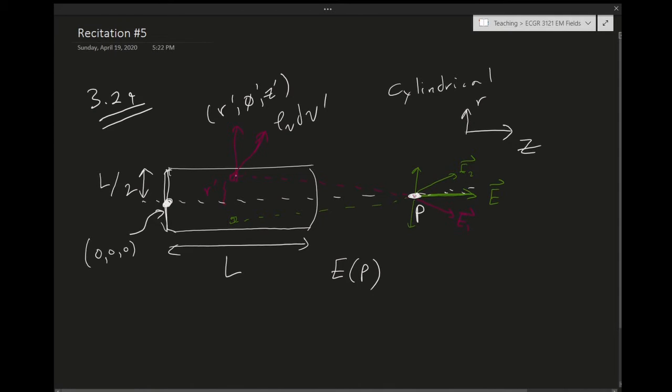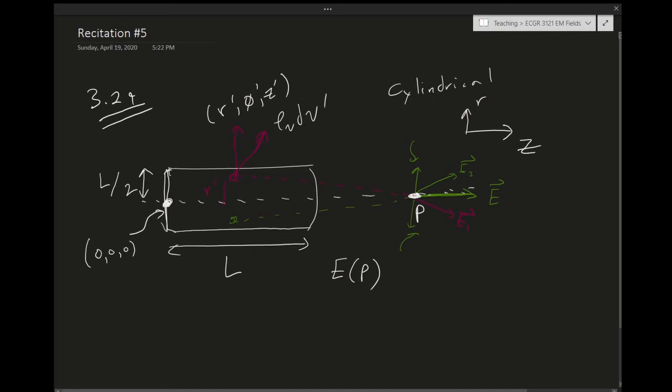For every volume element, you can find the opposite volume element that's going to cause a cancellation of the components that are in this direction and then in this direction. Okay. So we've done that a lot.